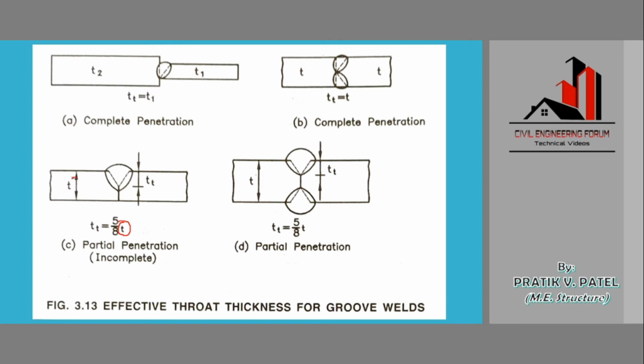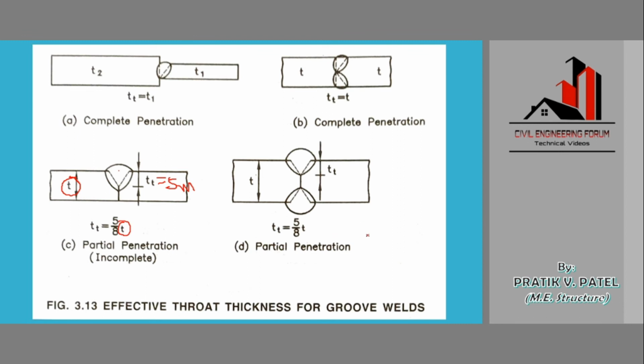So if the thickness of the plate is 8 mm, then 5 divided by 8 into 8, that will be 5 mm. So this groove weld throat thickness should be 5 mm. These are the criteria for designing the effective throat thickness for any groove weld.